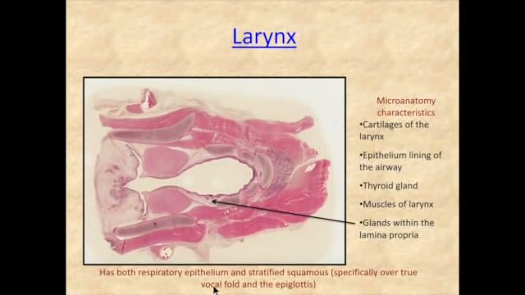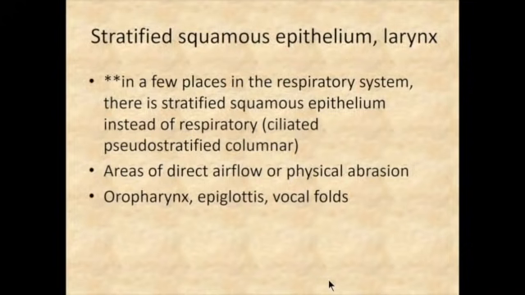Really cool thing is that the larynx, you're going to see not only respiratory epithelium, but you're going to see a transition to the stratified squamous epithelium over the true vocal fold and also over the epiglottis. And so we get a little more friction in those areas, and we want to protect those structures from the constant abrasion of fast-moving air. And so that's why we have the transition to stratified squamous. And this is just a little bit of exactly what I just said.